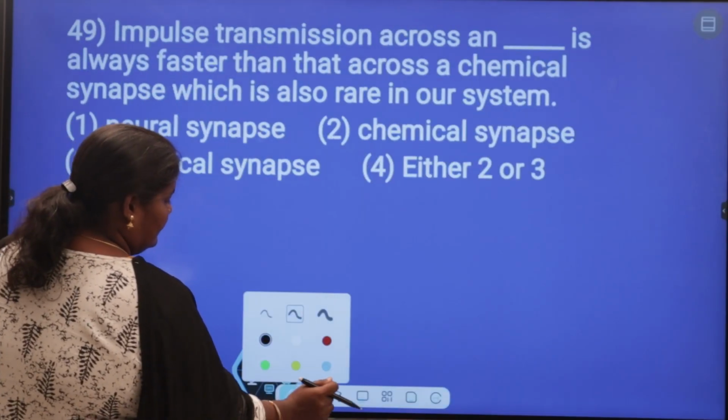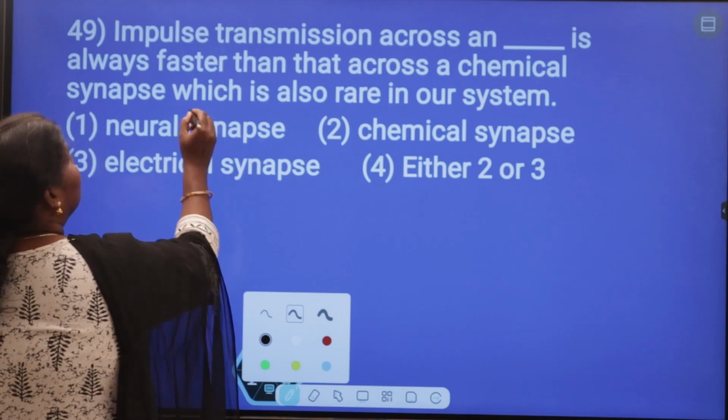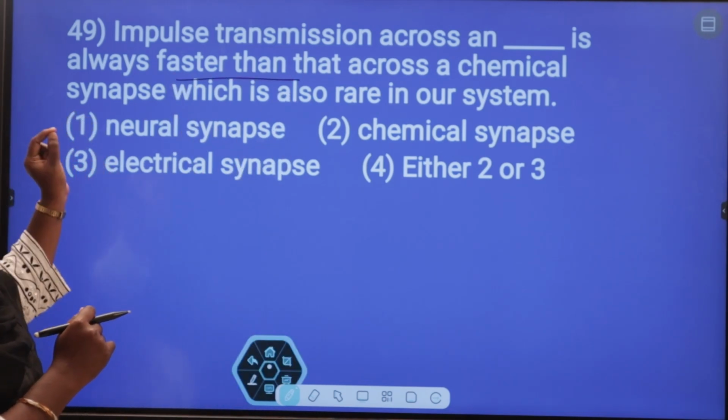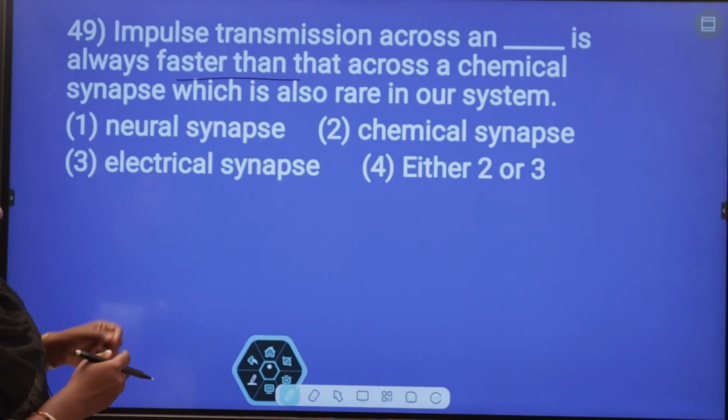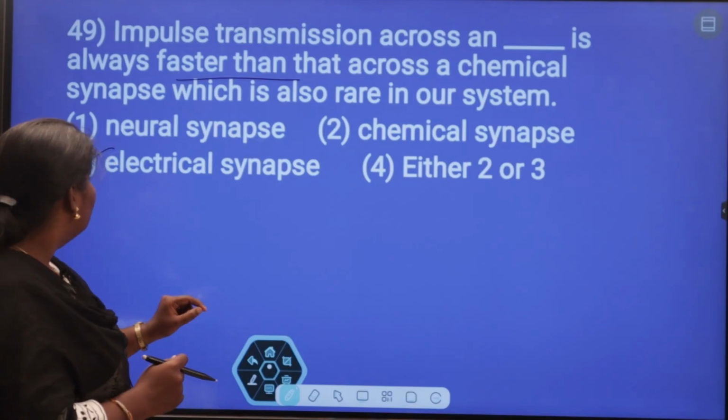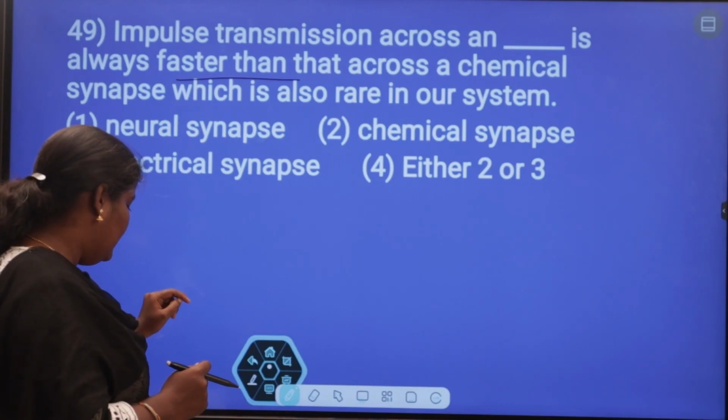Which one is faster? It's a keyword for us. The synapse which is always faster than the chemical synapse. The answer for this question is electrical synapse. 49th question is over. Next, the 50th one.